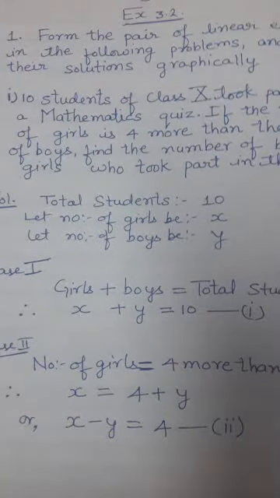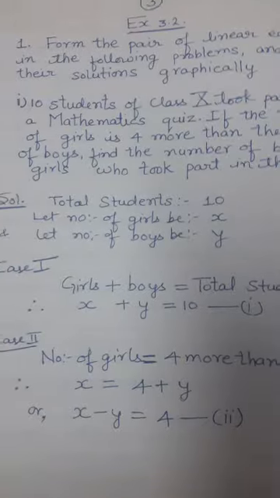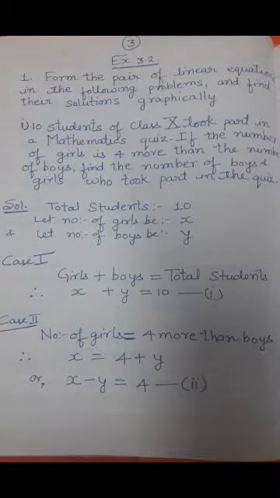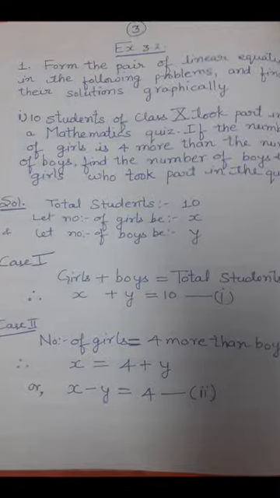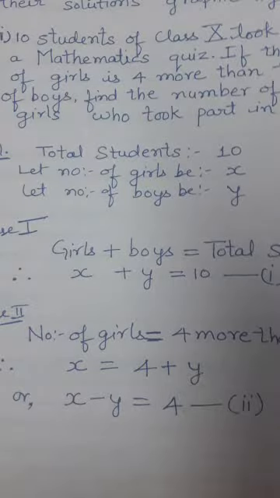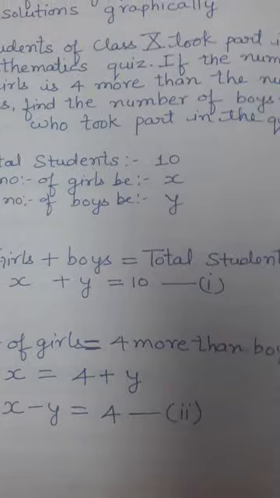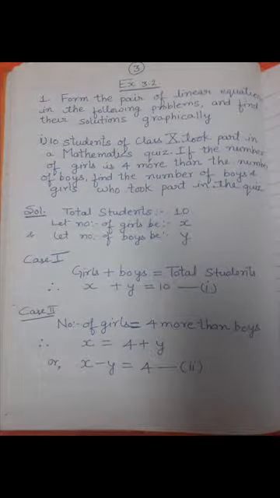Let the number of girls be x and let the number of boys be y. Now see, first case: the total number of students is given as 10. Then the number of girls plus the number of boys will form the total students. In place of girls we can write x and in place of boys y, as we have taken. So x plus y is equal to 10, that is the total students. This forms our first equation.